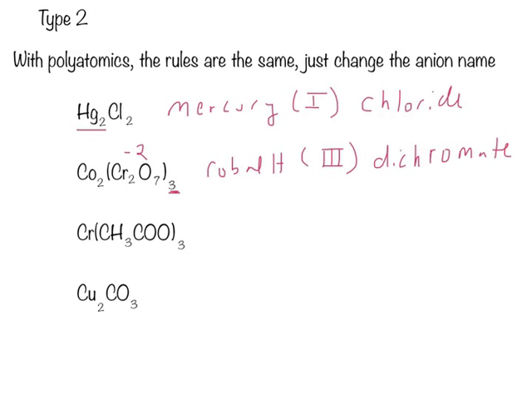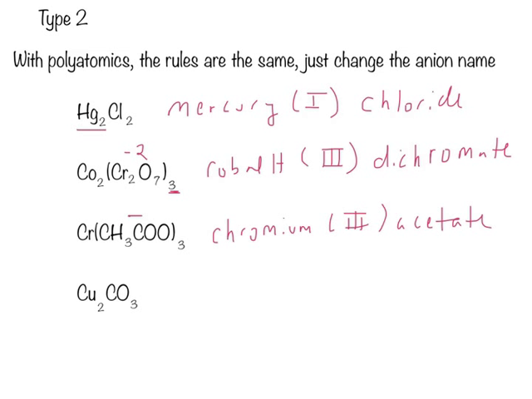Next we have a chromium with CH3COO. This is the acetate ion, which is a -1. I've got 3 -1s and only 1 chromium. So that means the chromium must be carrying a 3 charge. So this is chromium 3 acetate.